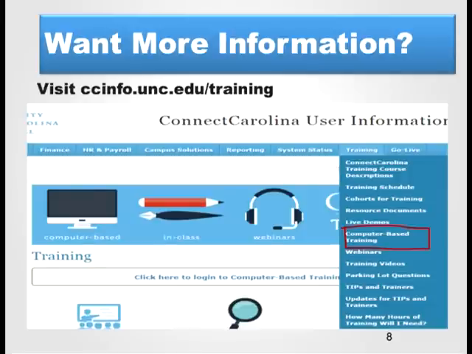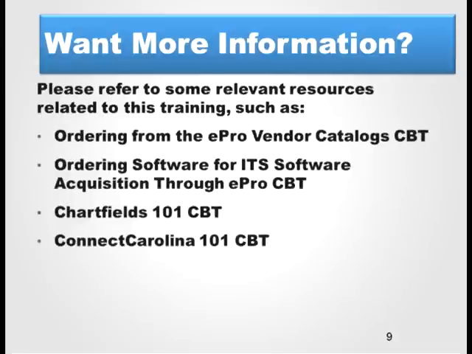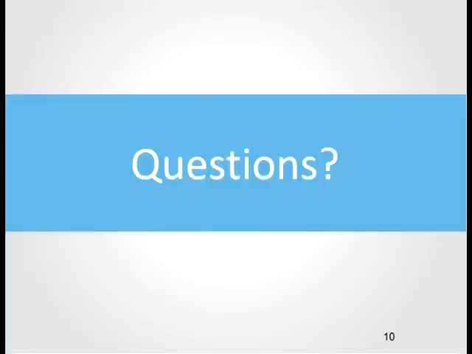Visit ccinfo.unc.edu/training to see several related computer-based trainings, including the Ordering from the ePro Vendor Catalog CBT, the Ordering Software from ITS Software Acquisition through ePro CBT, and both of those are coming soon. And then these are both out there, the Chartfields 101 CBT and the ConnectCarolina 101 CBT.